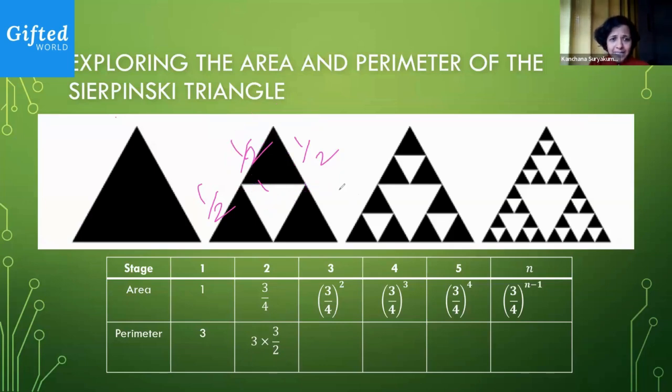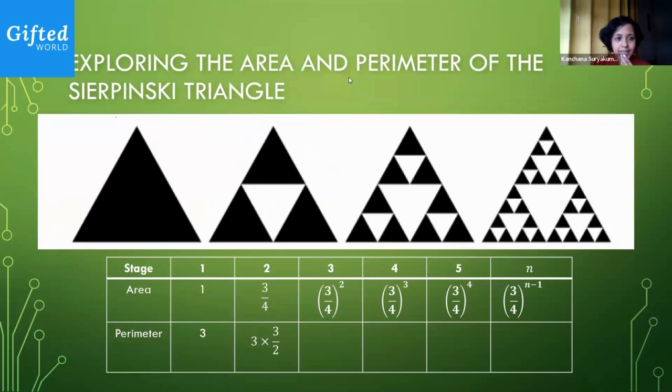Let me put it in a way that makes a little better sense. I want to compare it to the first stage. Compared to the first stage, my second stage is 3 by 2 times the first stage, or another way of looking at it is 1.5 times the first stage's perimeter. What do you think is going to happen in the remaining stages?